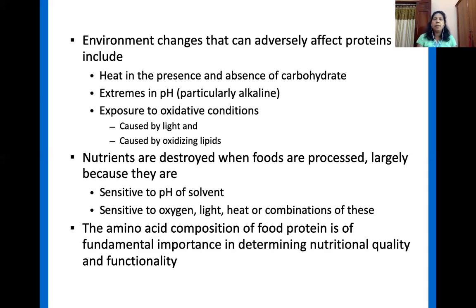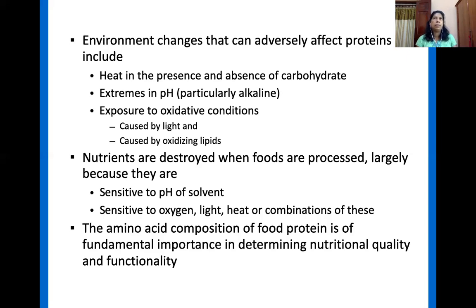The other one is that nutrients are destroyed when food is processed, largely because they are sensitive to the pH of the solvent and sensitive to oxygen, light, heat, or a combination of these. The amino acid composition of food protein is of fundamental importance in determining nutritional quality and functionality.